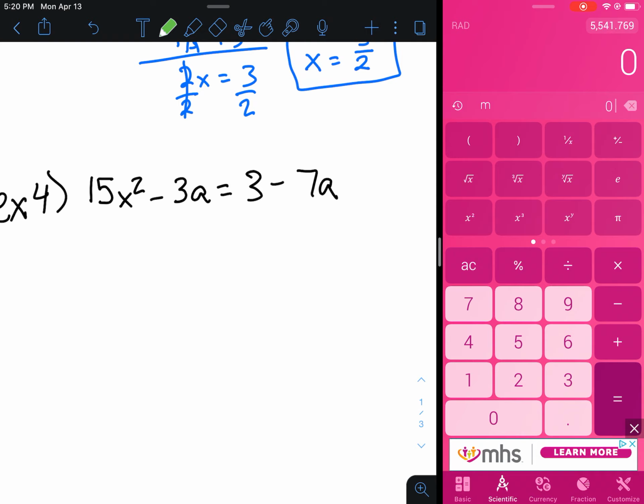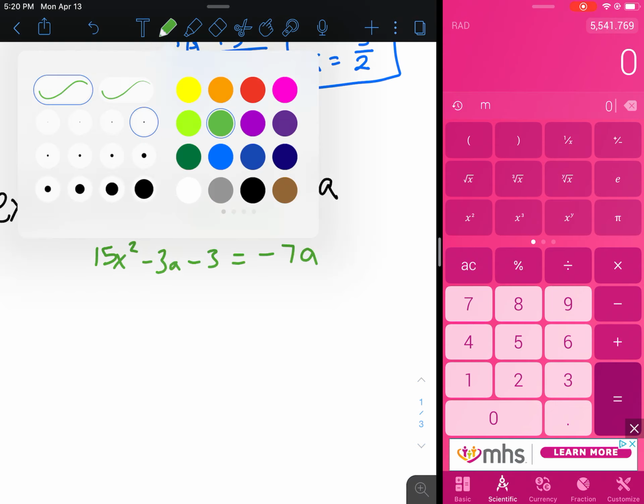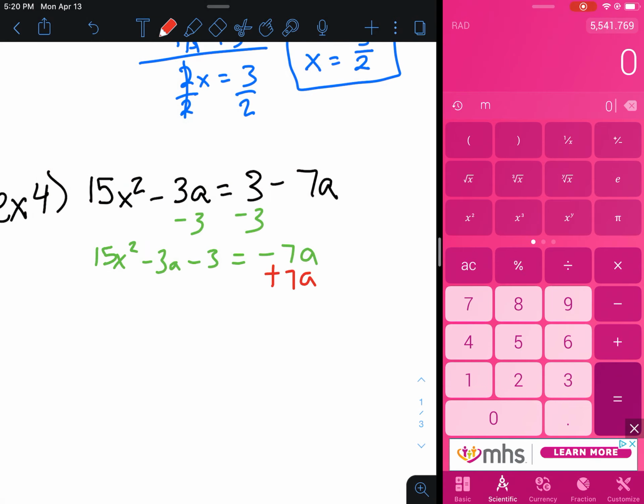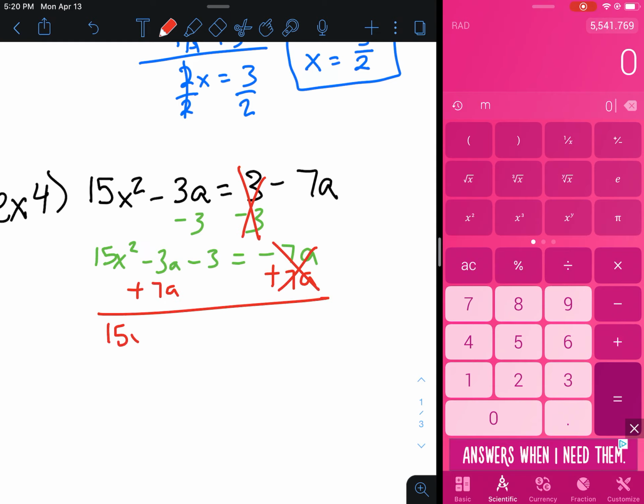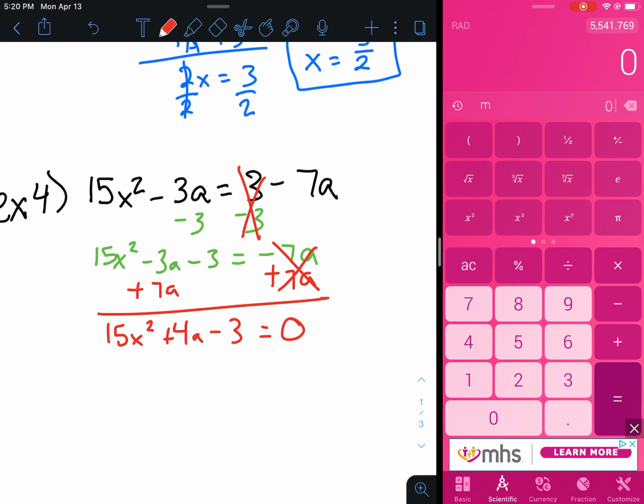All right. This last one here. This one is not set equal to 0. So since it is not set equal to 0, what we need to do is move everything to the left side so that it is set equal to 0. So instead of adding positive 3, we are going to subtract positive 3. And then that'll give us 15x squared minus 3a minus 3 equals negative 7a. Now I'm going to add 7a to the negative 3a. So this gives us 15x squared plus 4a minus 3 equals 0.